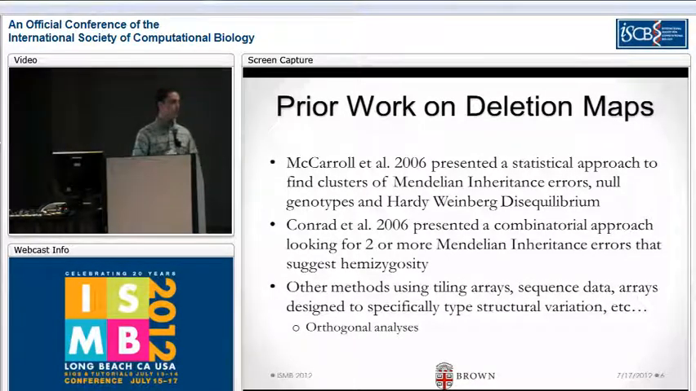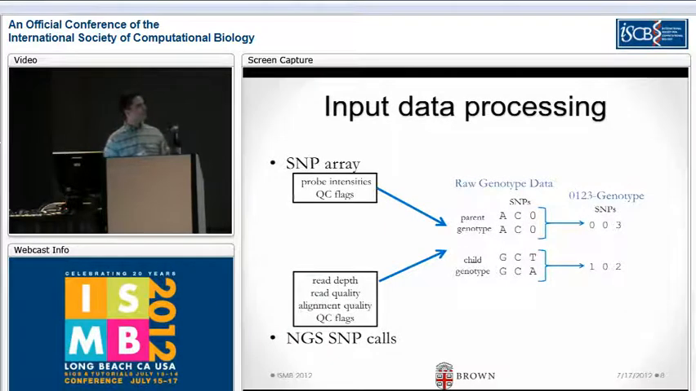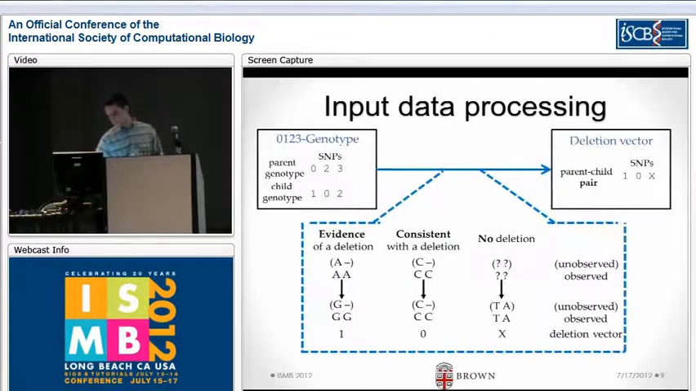So you can run these types of experiments and also use a SNP-based deletion calling method, as long as you have some sort of pedigree structure for your input data. From either the SNP array or the next generation sequencing SNP calls, we convert the raw data into an intermediate representation, which we call a 0, 1, 2, 3 genotype. It's very simple. It's just 0 and 1 for the homozygous major and minor alleles. 2 represents the heterozygote, and 3 is missing data.